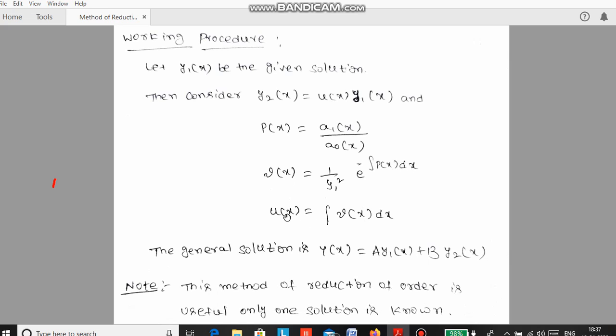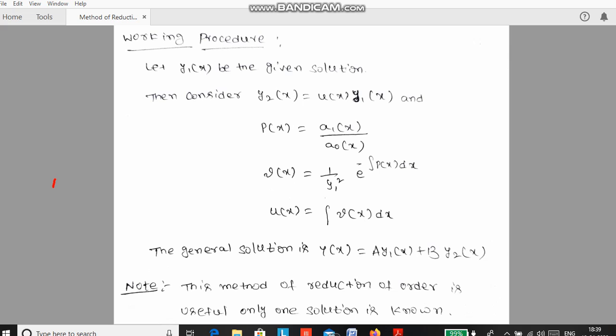Next we have to find u of x, which is equal to integral v of x dx. So finally, first find these three values. Remember, before finding y2 of x, first we have to find the value of p of x, next the value of v of x, next the value of u of x. So before finding the second solution y2 of x, first we have to find the values of p of x, v of x and u of x. This method of reduction of order is useful only when one solution is known.